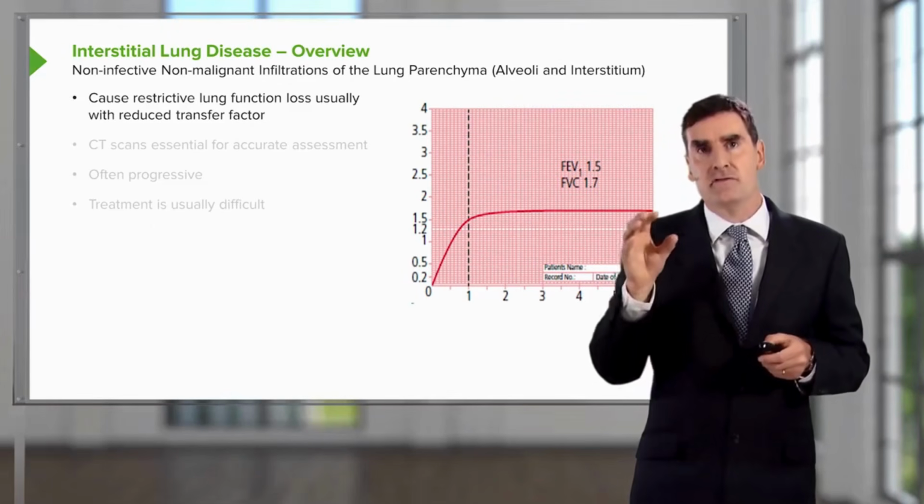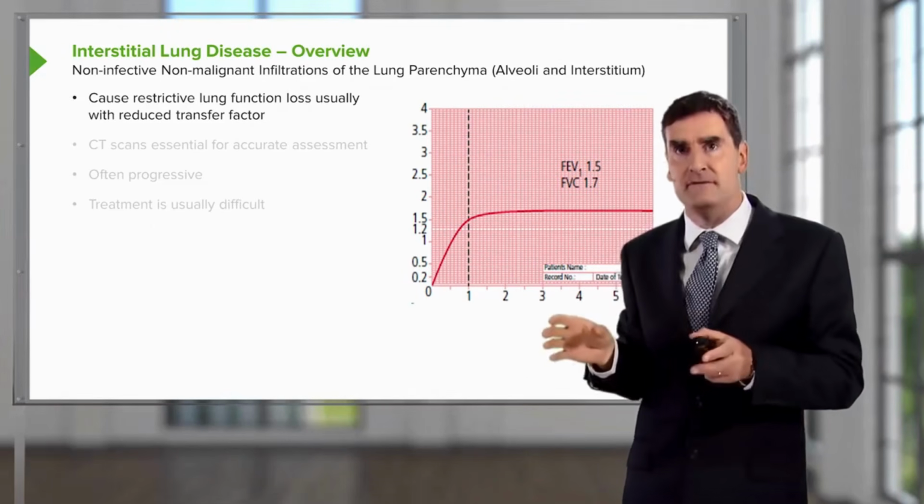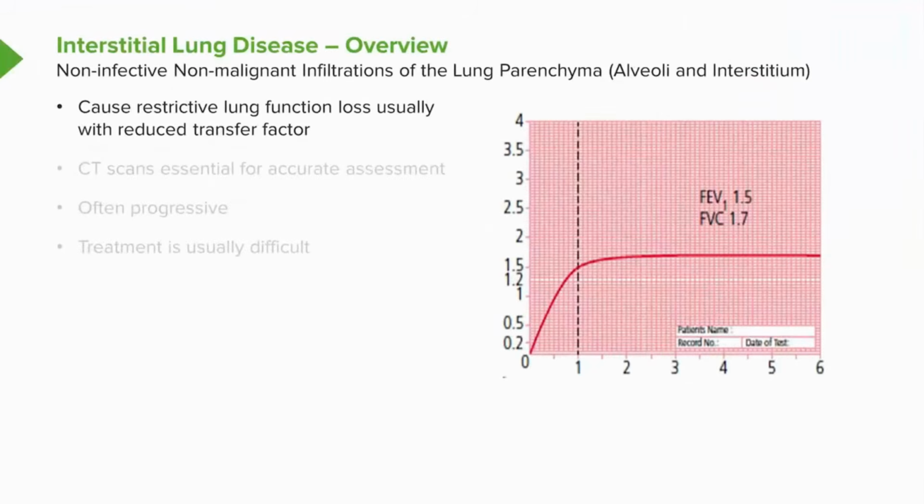In general, ILDs, interstitial lung diseases, cause a restrictive lung function pattern. That is, they reduce the FEV1 and the FVC, but as you can see on this diagram on the right-hand side, the ratio between the FEV1 and FVC is often increased, and total lung capacity is reduced as well. In general, CT scans are also essential for an accurate assessment of these types of diseases. Pulmonary fibrosis is often a progressive disease and is actually very difficult to treat.